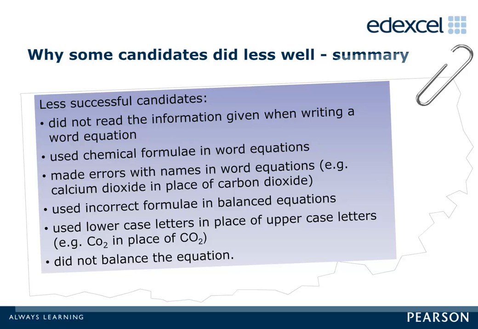Less successful candidates did not read the information given when writing a word equation, used chemical formulae in word equations, and made errors with names in word equations. For example, calcium dioxide in place of carbon dioxide. They used incorrect formulae in balanced equations, used lowercase letters in place of uppercase letters, as shown on the screen, and did not balance the equation.